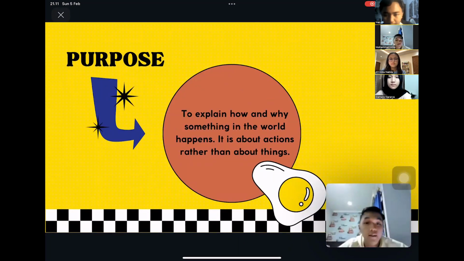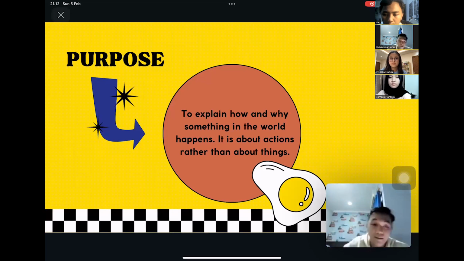Next, the purpose: to explain how and why something in the world happened. It is about actions rather than about things. Explanation plays a valuable role in building and storing our knowledge. Technical and scientific writing are often expressed in this form.